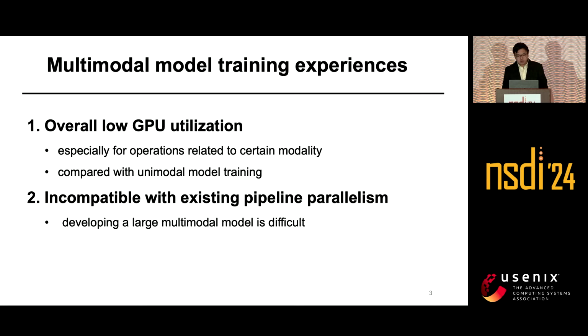But when we train the multimodal models, our experience is that the training process suffers from low GPU utilization. And this low GPU utilization problem actually has a pattern. That is, the low utilization operations are often associated with certain modalities instead of all modalities. However, training a unimodal model with the same training system will not suffer from the same problem. And we will talk about the reason later.